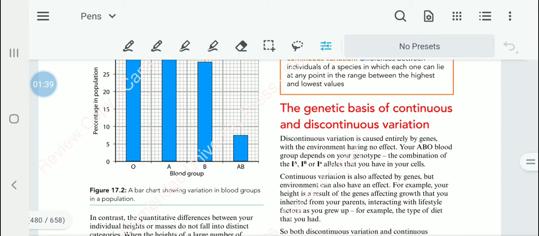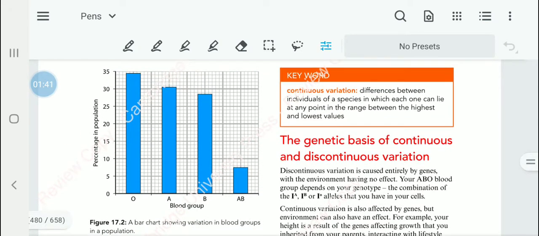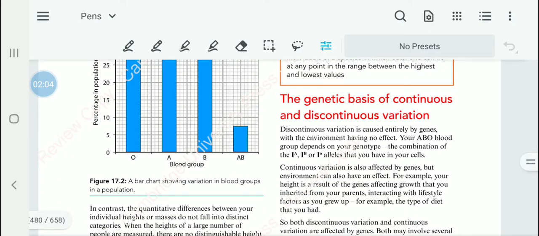Now the blood group, so in a population they say that O would be somewhere close to 35%. Then people belonging to A group will be close to 31%. B would be somewhere around 28%, and AB would be somewhere around 7%. So this will show us that all the people in the category belong to one of these: O, A, B, or AB, right?